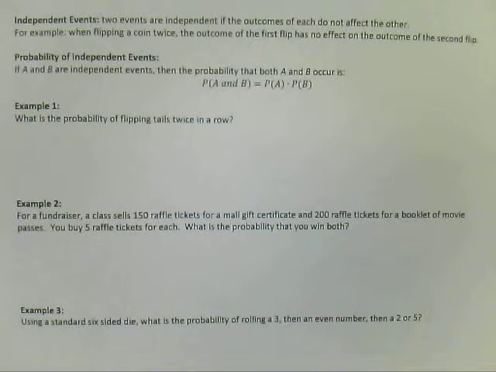Here we're going to be looking at independent and dependent events. Independent events are events that have nothing to do with each other, so they have no effect on each other. Say you're flipping a coin. You can flip the coin once, and then if you flip it a second time, your first flip has no bearing on the second flip whatsoever. You still have a 50-50 chance of getting heads or tails. So the first flip has no effect on the second flip.